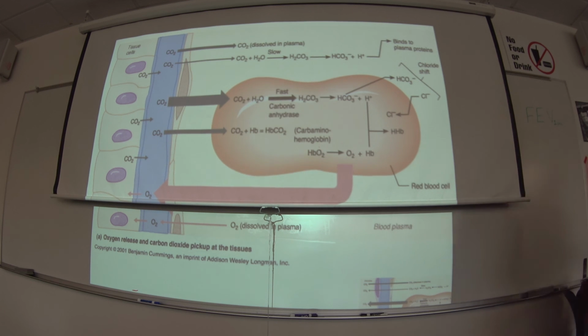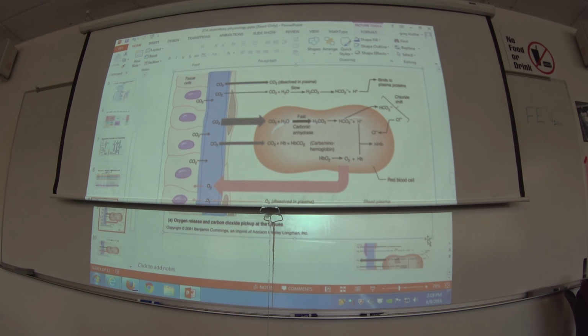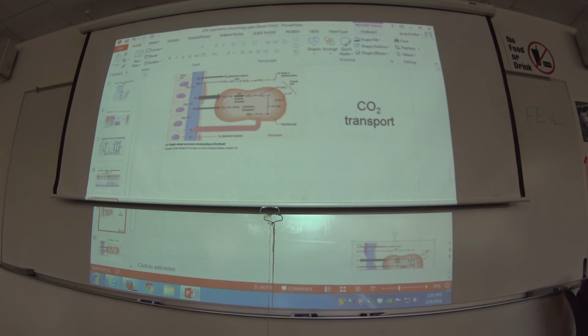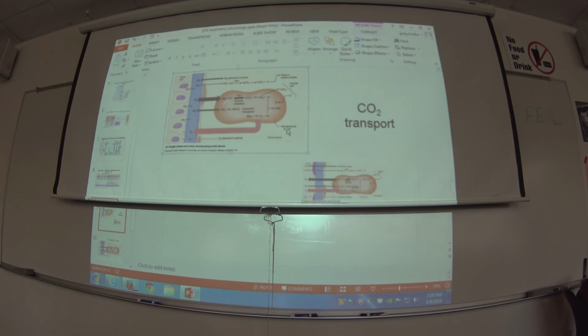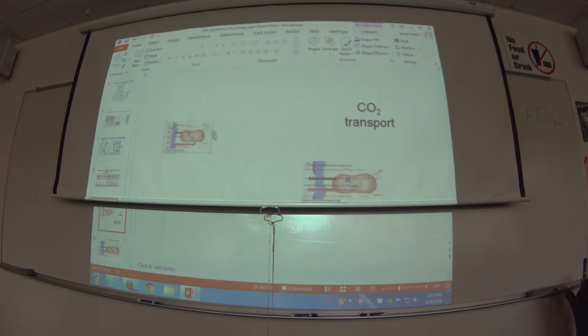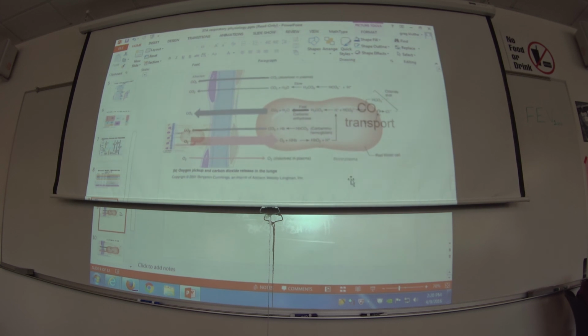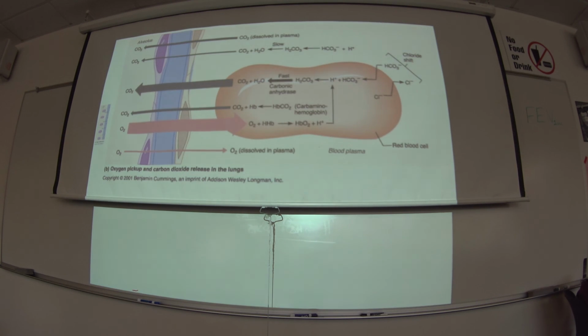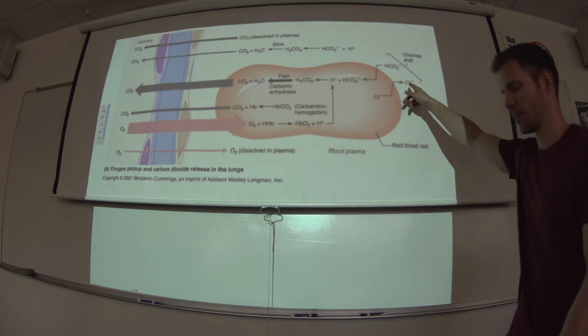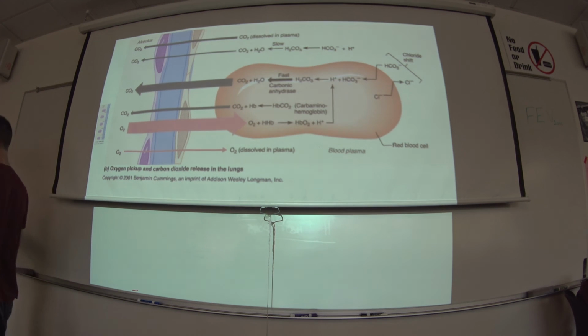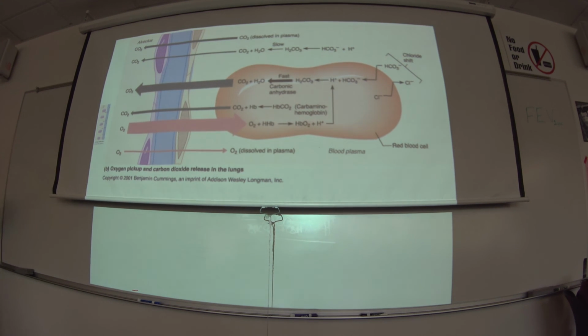So let's take a brief look at what happens in the lungs just to connect the similarities in what we're seeing here. The other image, your book does not have this image. At least my version of the book doesn't. This is just going to look really similar, but all the arrows are going the other direction. We still have a chloride shift, but it's going the other direction. So now we're at the lungs. Now we're in a totally different environment.